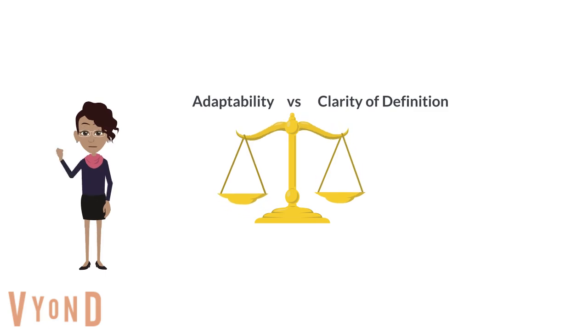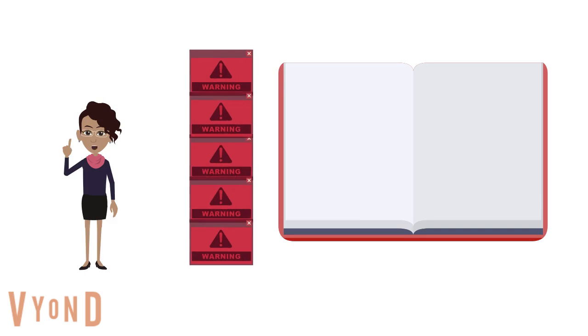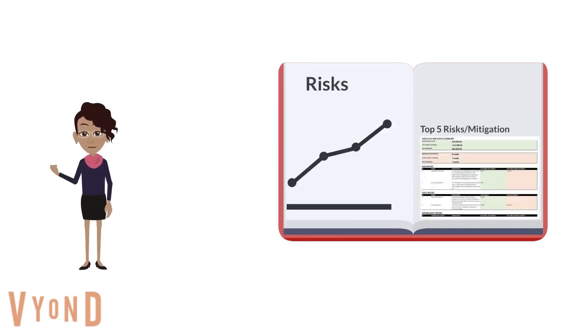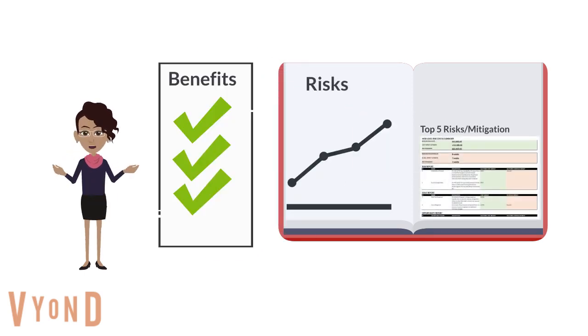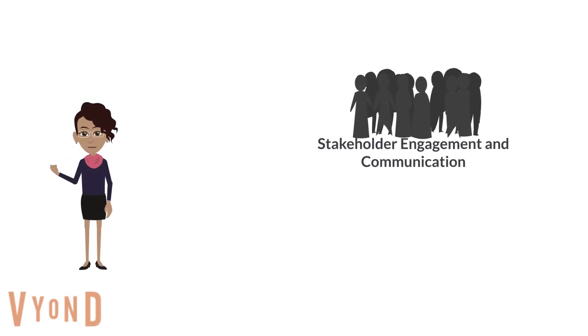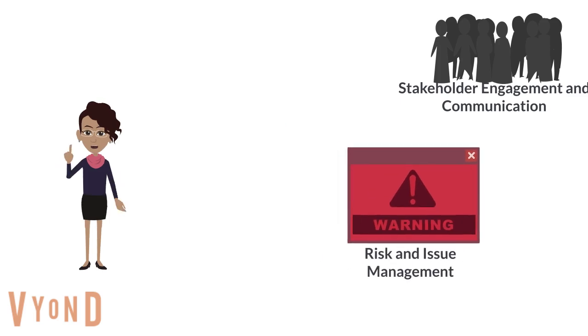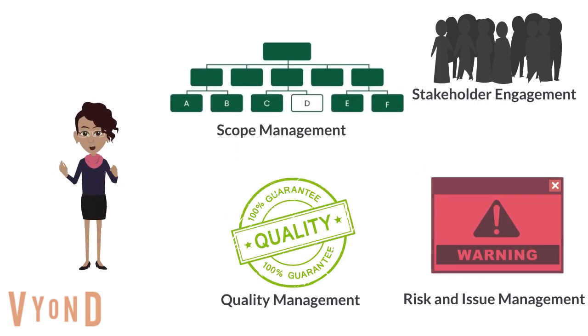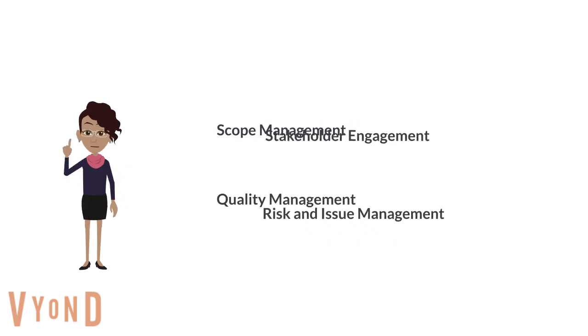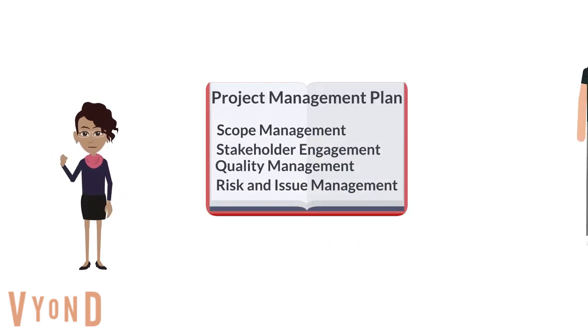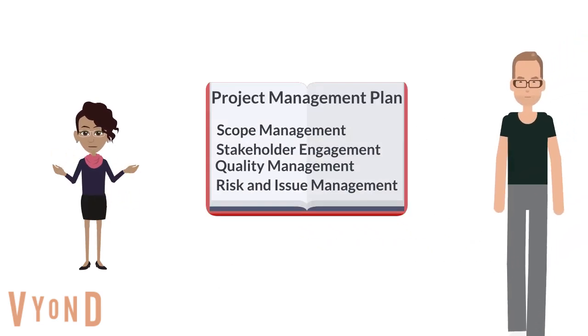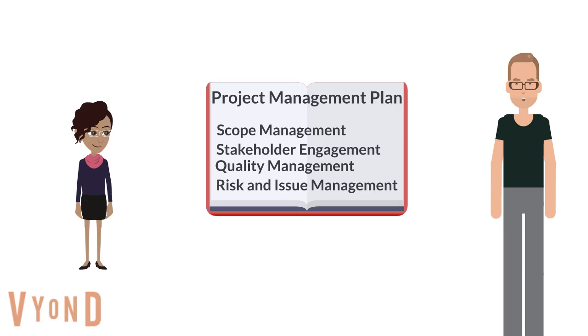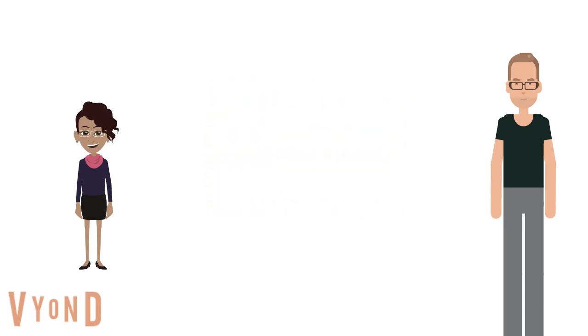The challenge is balancing adaptability with clear definition, ensuring that benefits are justified, risks are assessed, and that outputs meet stakeholder expectations. To achieve this, we focus on 4 critical areas: stakeholder engagement and communication, risk and issue management, quality management, and scope management. Each of these elements feeds into the project management plan, forming a solid foundation for successful delivery.